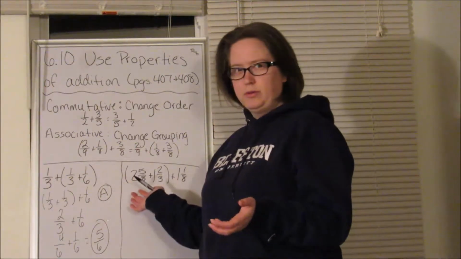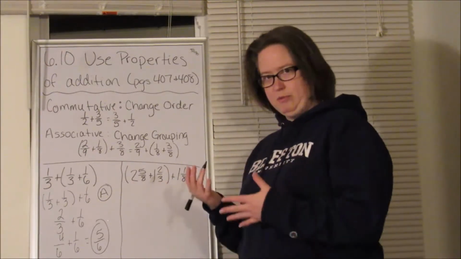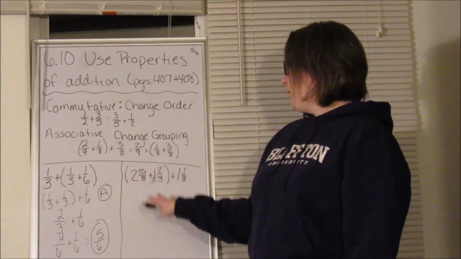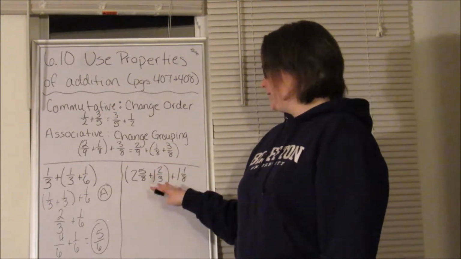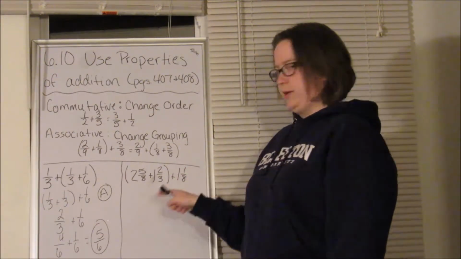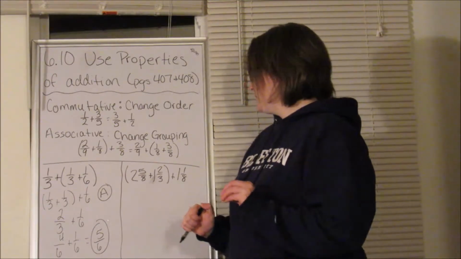It's pretty simple. You're just using your properties in order to help you solve. Nothing different than what we've been doing. So let's look at the second problem. We have the quantity of 2 5/8 plus 1 2/3, then plus 1 1/8. This one I have to use a few more properties in order to solve it.